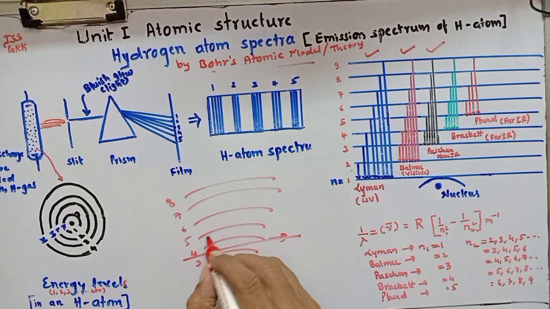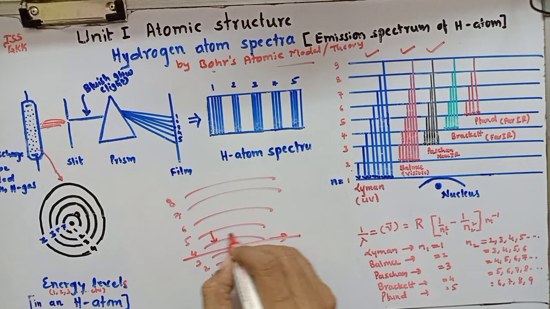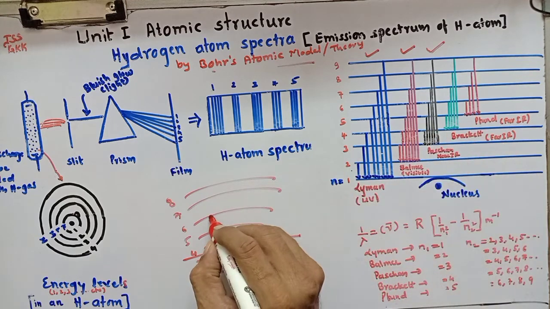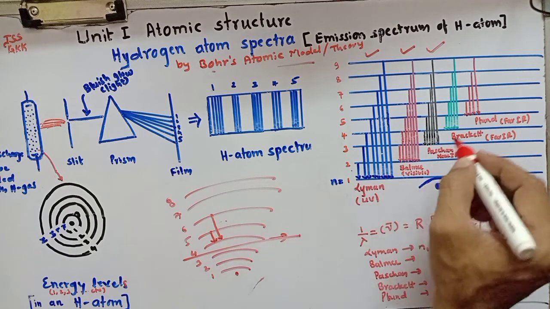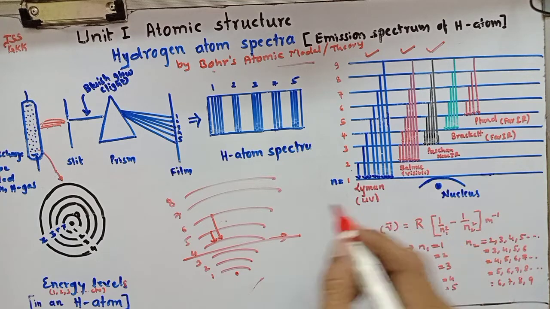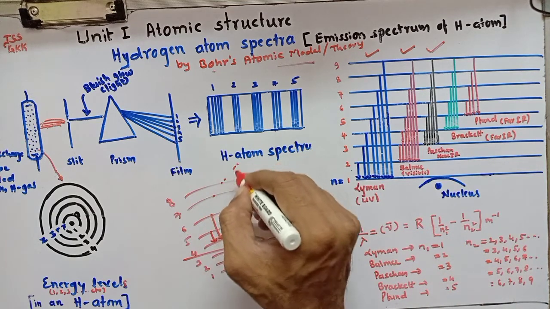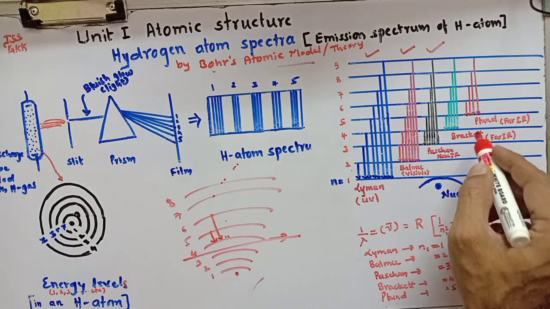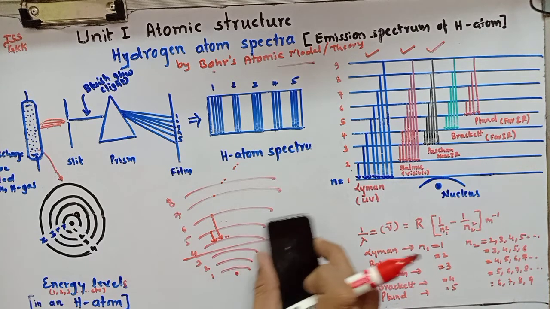Now, if the electron is present in the fifth energy level and it jumps to the fourth energy level, definitely it will produce the first spectral line of the Brackett series. Similarly, if the electron is present in the 6th energy level and it jumps to the 5th energy level, definitely it will produce the second spectral line of the Brackett series. Similarly, the de-excitation of electrons from different higher energy levels to the 4th energy level definitely will result in the formation of the Brackett series of spectral lines in the emission spectra of hydrogen atom.